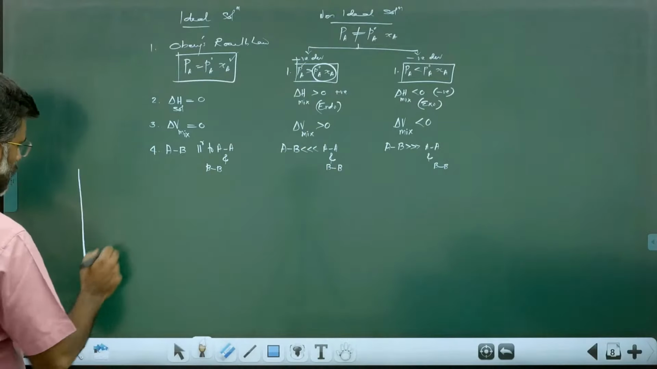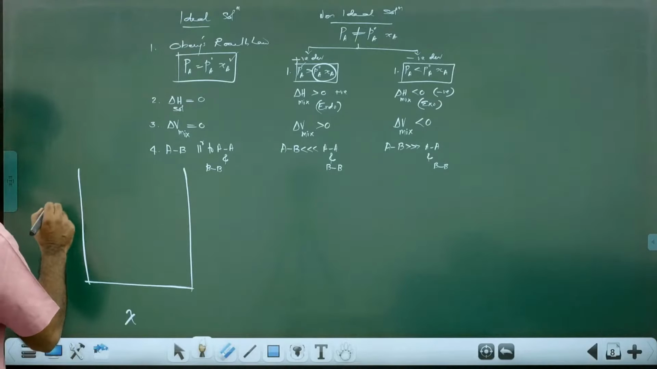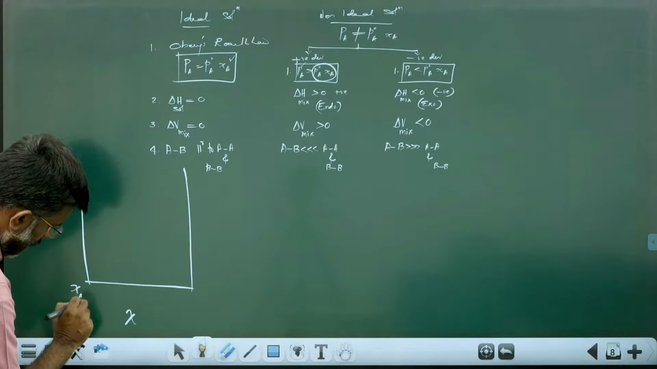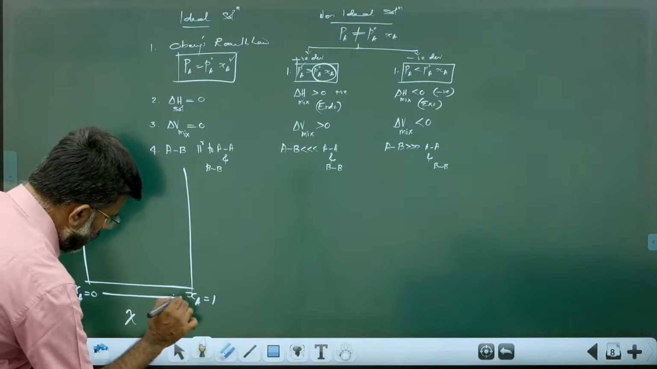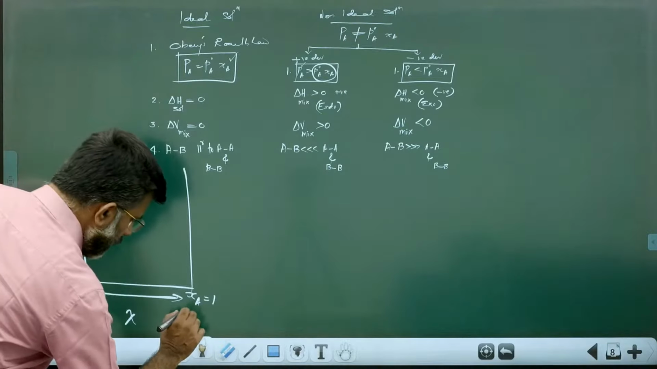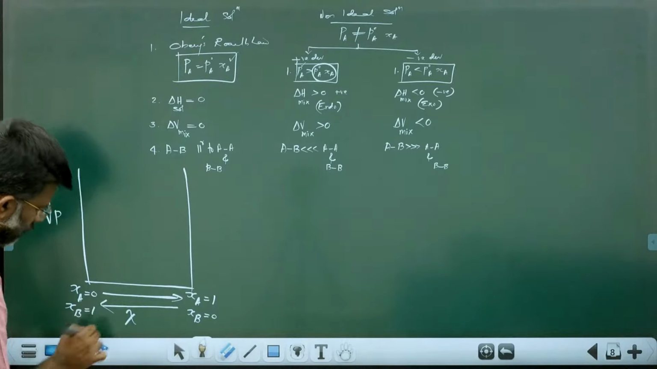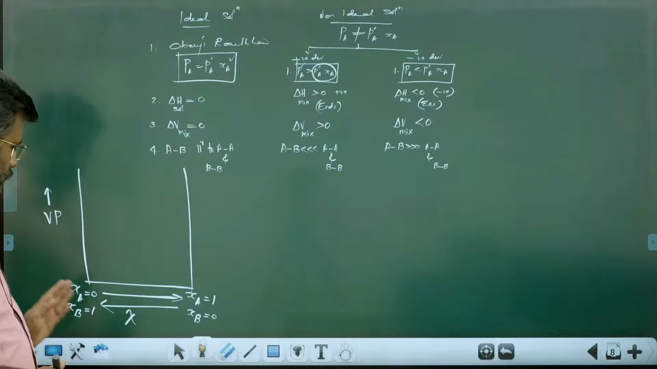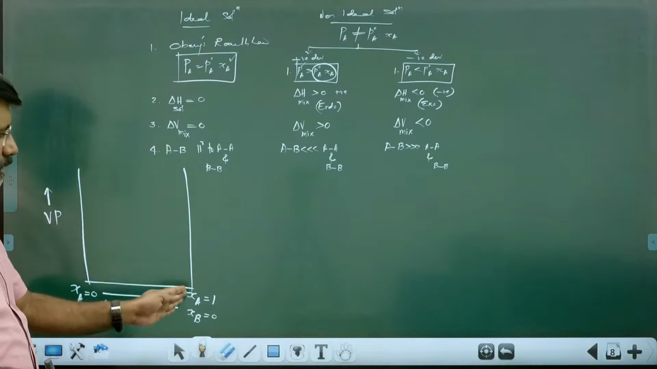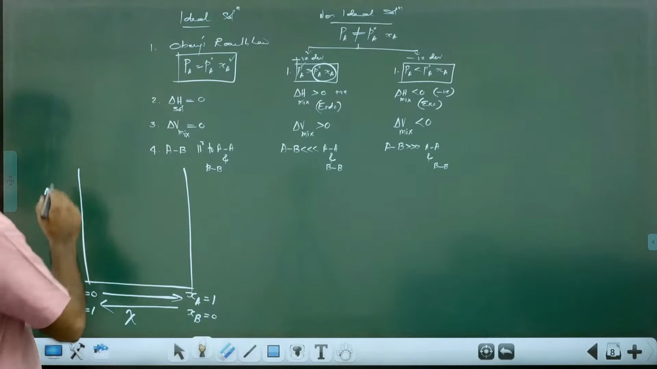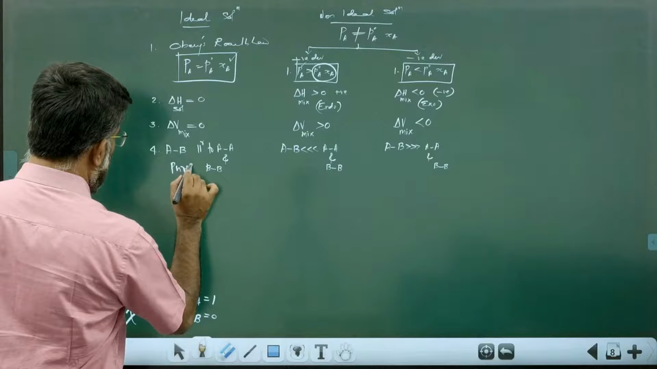This is ideal solution. Taking mole fraction along the x-axis and vapor pressure along the y-axis. This is XA equal to 0 and XA equal to 1. That means from left to right, A increases. Now here XB equal to 0 and here XB equal to 1. That means from right to left, B increases. This is pure A and this is pure B.